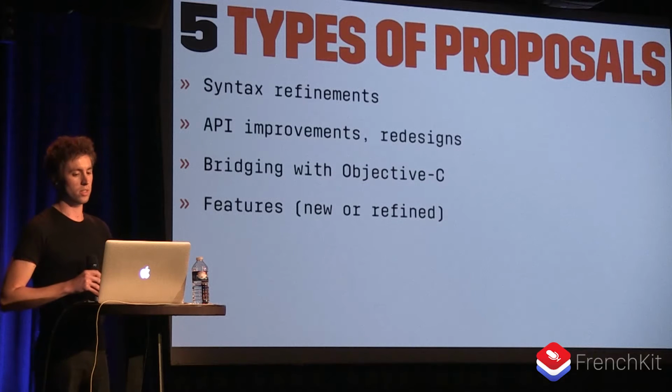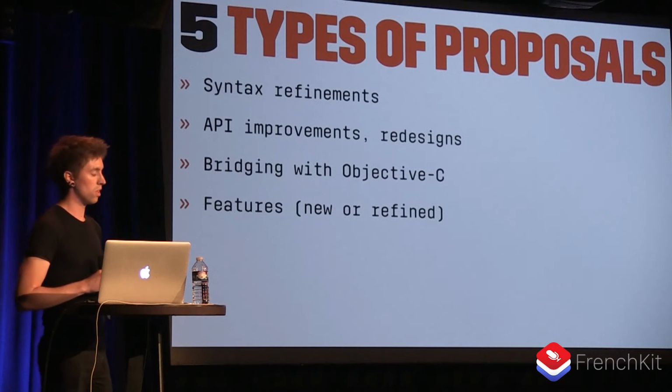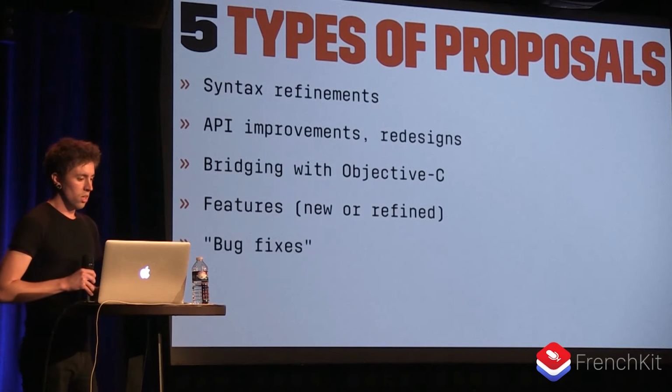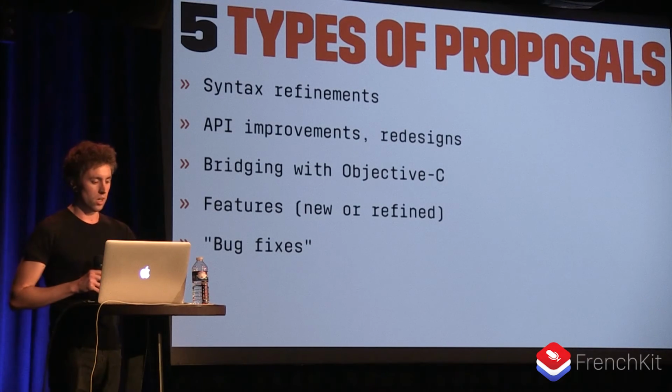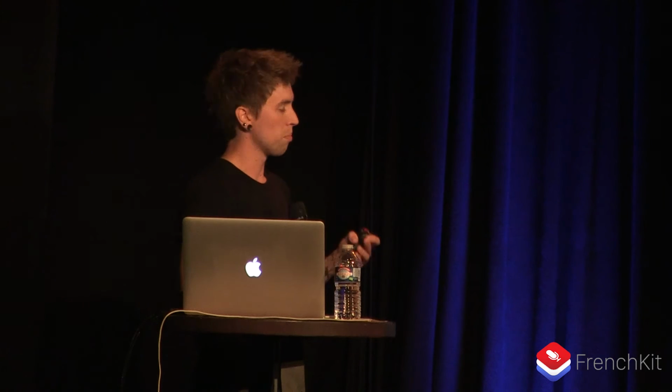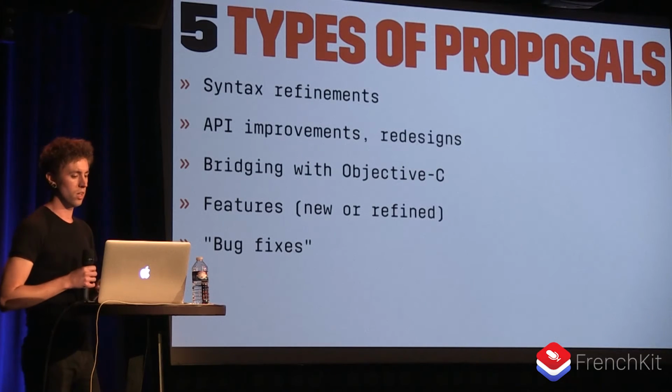New features like property behaviors and the different access control proposals, which we'll talk about later. And finally, there were bug fix proposals. These are somewhere in between an API improvement and a feature, where the compiler was designed a certain way, and as a result, you had these different side effects. And so these proposals were considered like bug fixes.